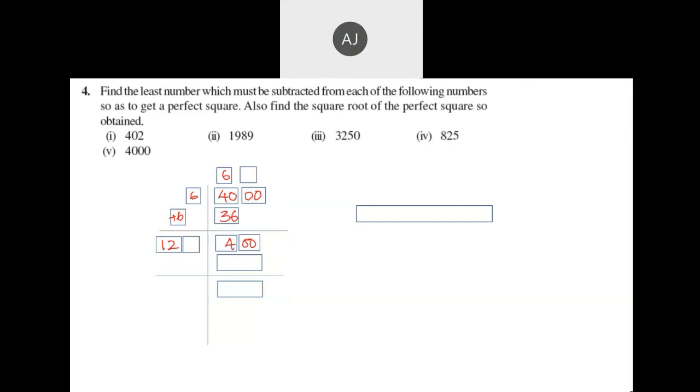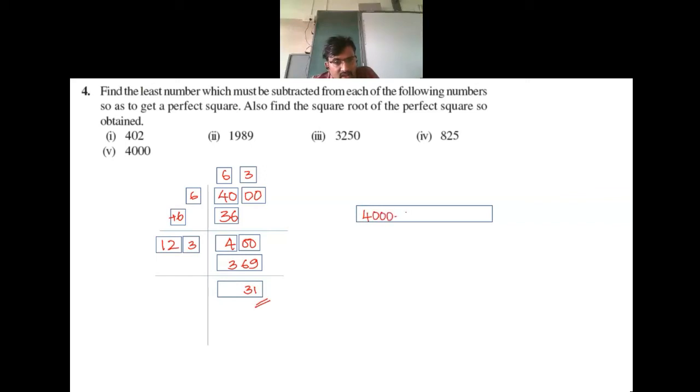123 into 3, sir. We are not able to hear clearly. 123 into 3. If you do that, we get 369, and the difference is 31. That 31 has to be subtracted from 4,000, sir. So 4000 minus 31 is how much? 3969.